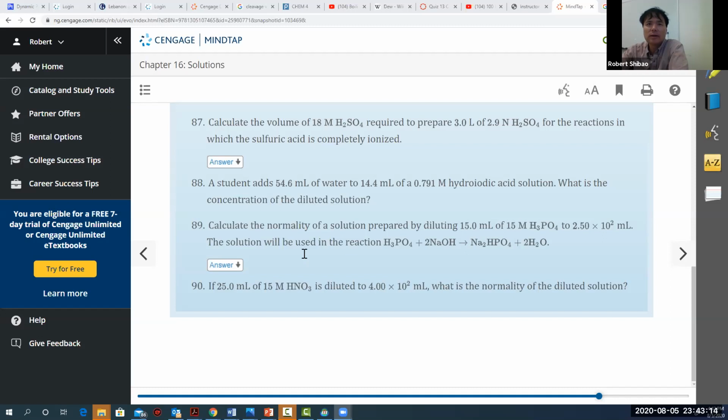89, calculate the normality. So again, this is another normality problem. Normality is equivalence per liter of solution. So forget that. Normality, forget that.